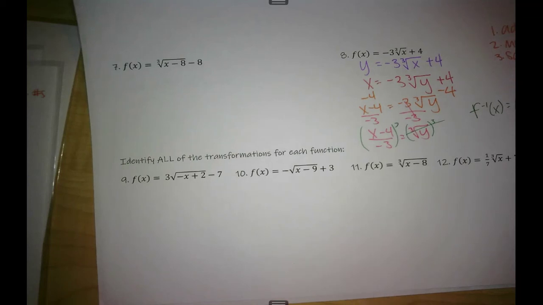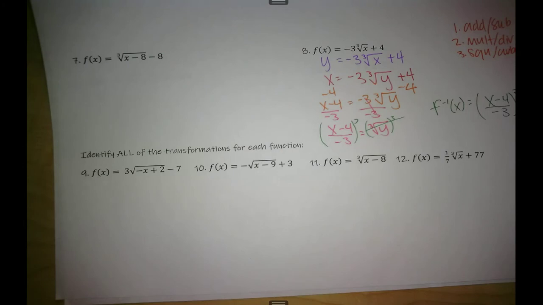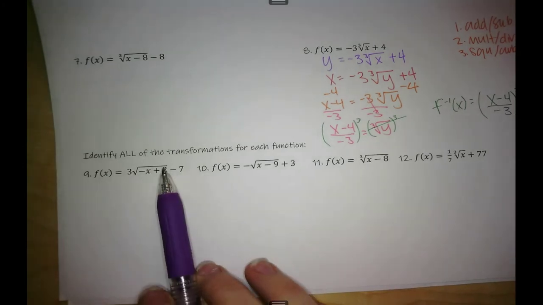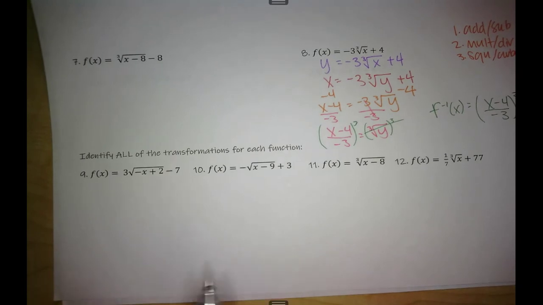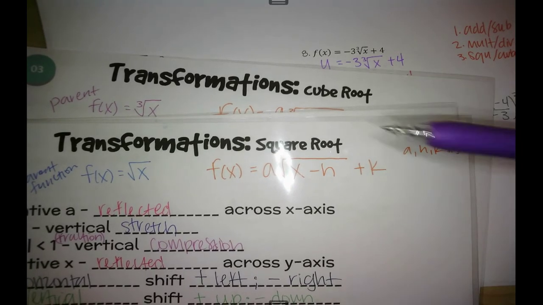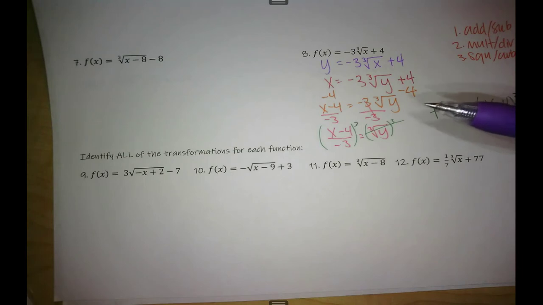It says 4.3, numbers 9 through 12 on your review. We want to identify all of the transformations for each function. So I'm going to my notes and finding the ones that say transformation, square root, and cube root. And if you remember from that lesson, they are the same.